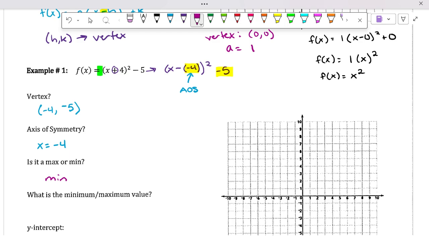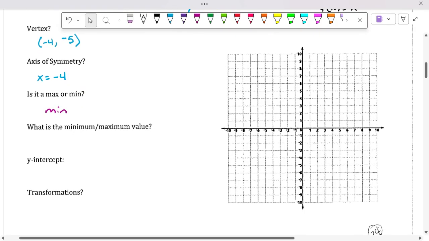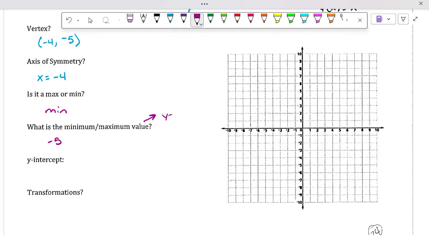So what is the minimum or maximum value? So in other words, what's my minimum value? So we're talking about a minimum value. Remember, the vertex is the minimum. So if we're talking about its minimum value, what part of the point am I talking about? Not the y-axis, but the y value. Okay, so what's the y value of the vertex? Negative 5. So remember, this comes from the y value of the vertex.